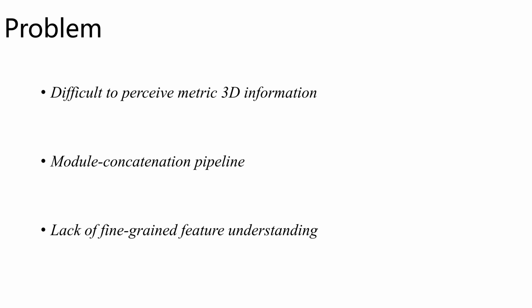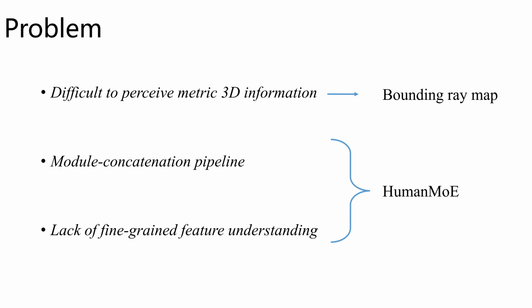The field of human and scene mesh recovery is confronted with several key challenges: the inherent difficulty in perceiving metric 3D information, the prevalent use of complex pipelines composed of multiple interdependent modules, and the limited capacity for fine-grained feature understanding. To address these challenges, we propose the bounding camera ray map and a HumanMoE.